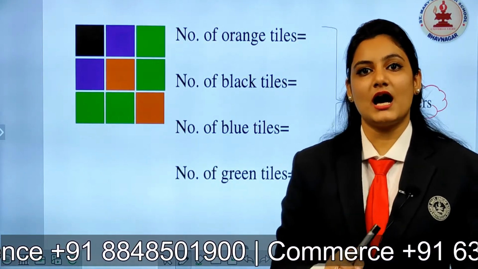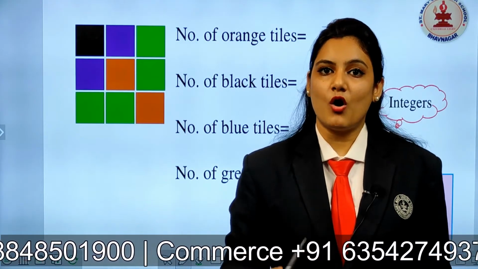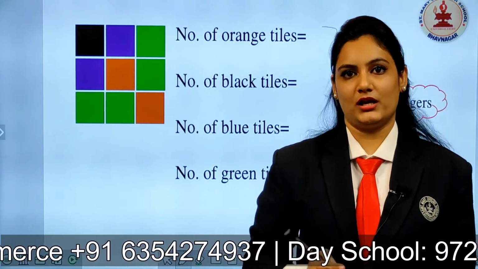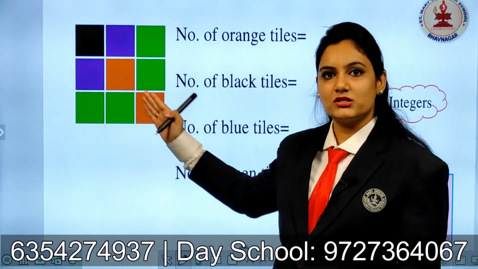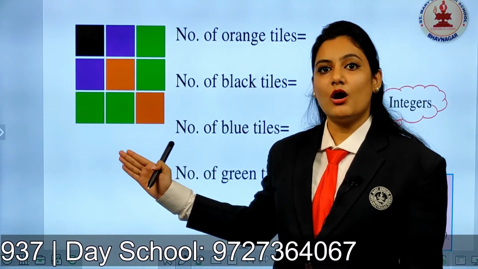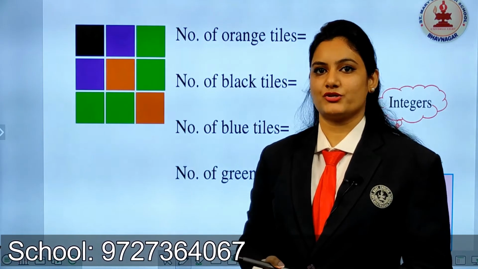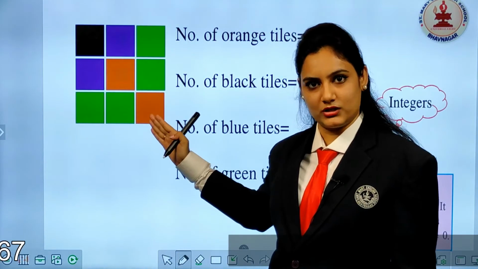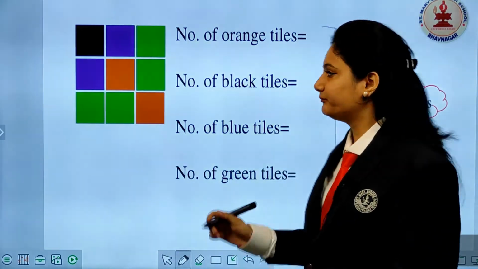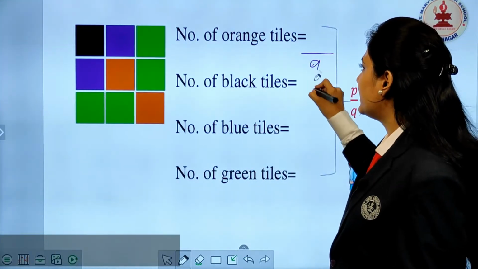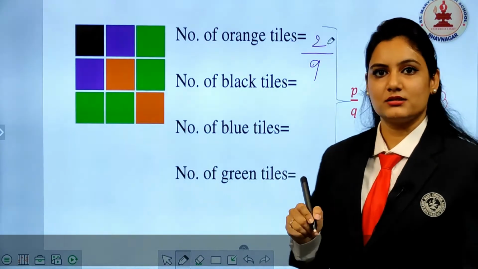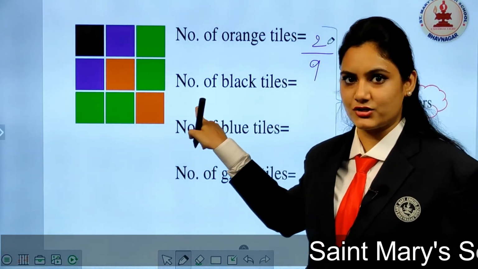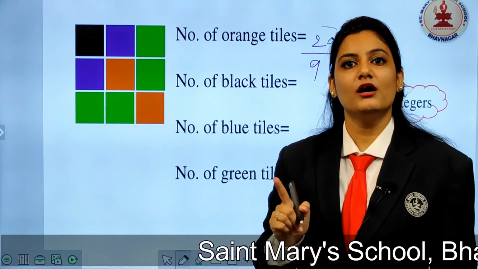The question is asked: the number of orange tiles is equal to how much? Now it is very easy. See, 2 orange tiles are there. But out of how many tiles? That is the question. So out of 9 tiles, there are 2 orange tiles. So how to write that? Out of 9 tiles, 2 orange tiles. So it has a numerator and denominator, in the form of a ratio. So it is a rational number.